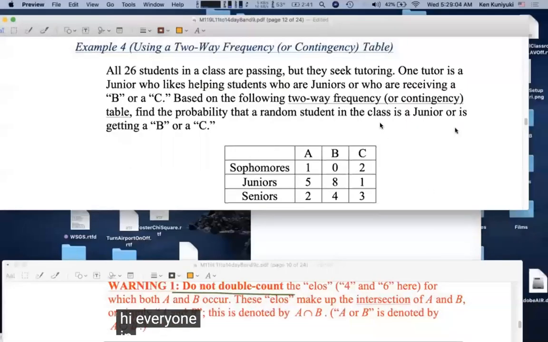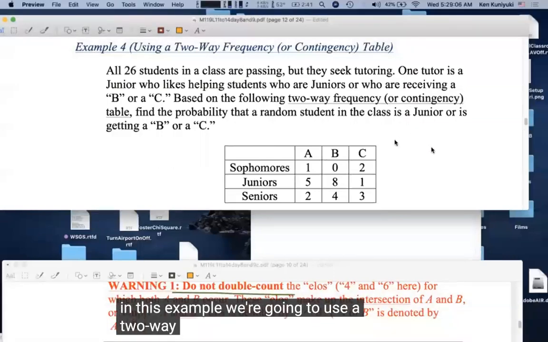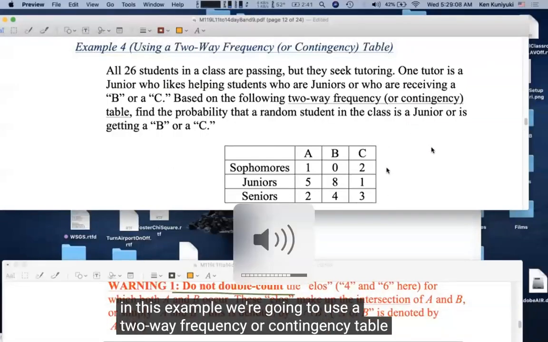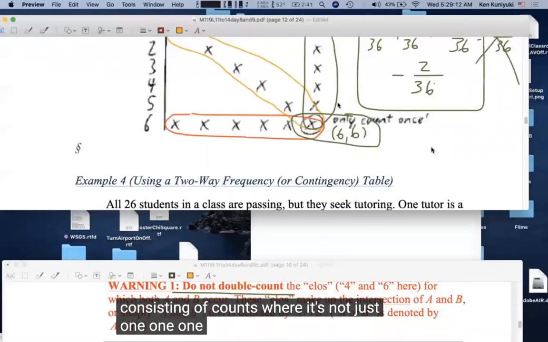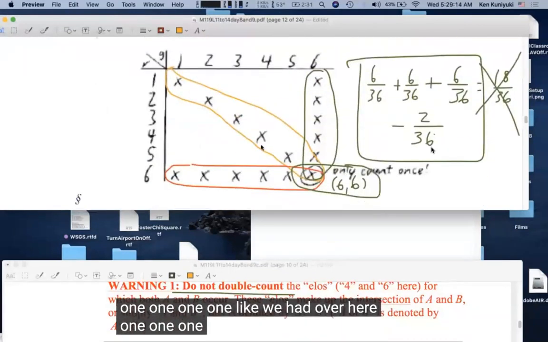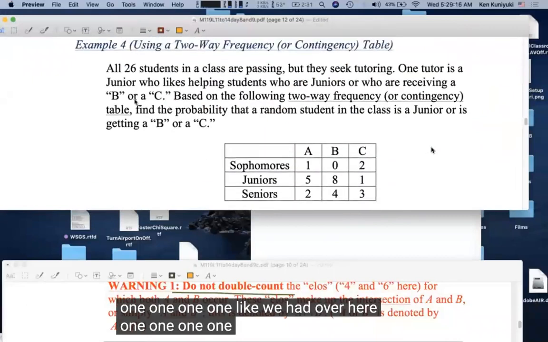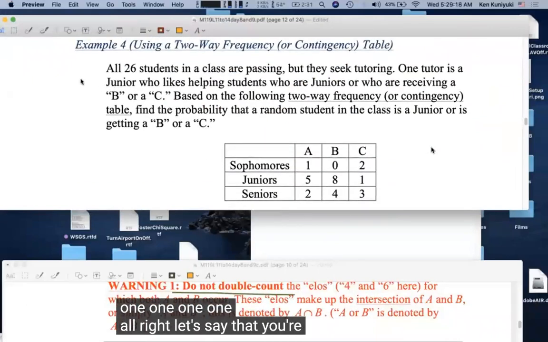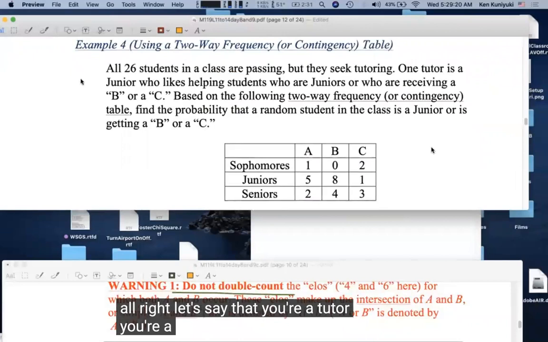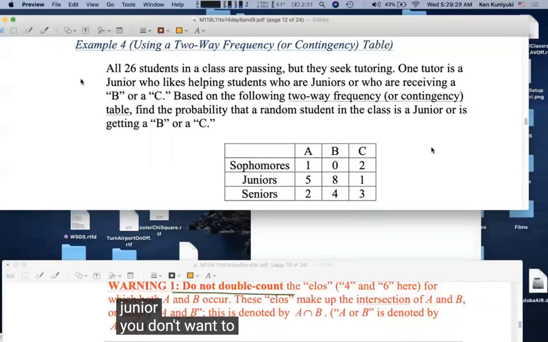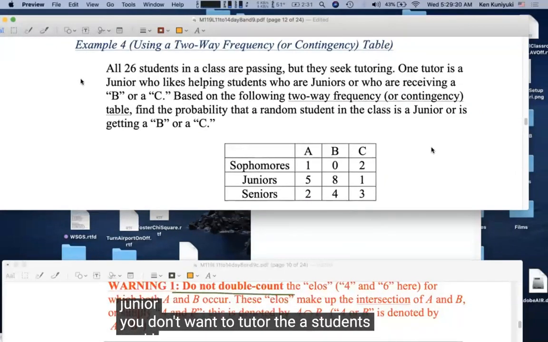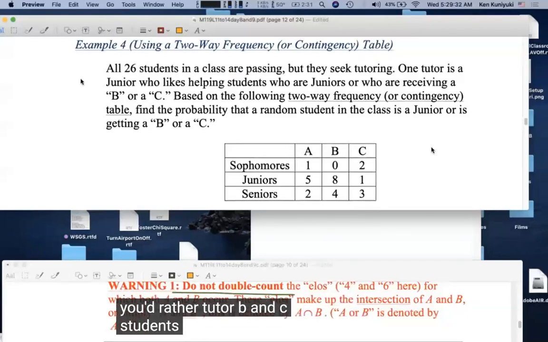Hi everyone. In this example, we're going to use a two-way frequency or contingency table consisting of counts, where it's not just 1, 1, 1, 1, like we had over here. All right, let's say that you're a tutor. You're a junior, and you like tutoring other juniors. And if a student's not a junior, you don't want to tutor the A students. You'd rather tutor B and C students.